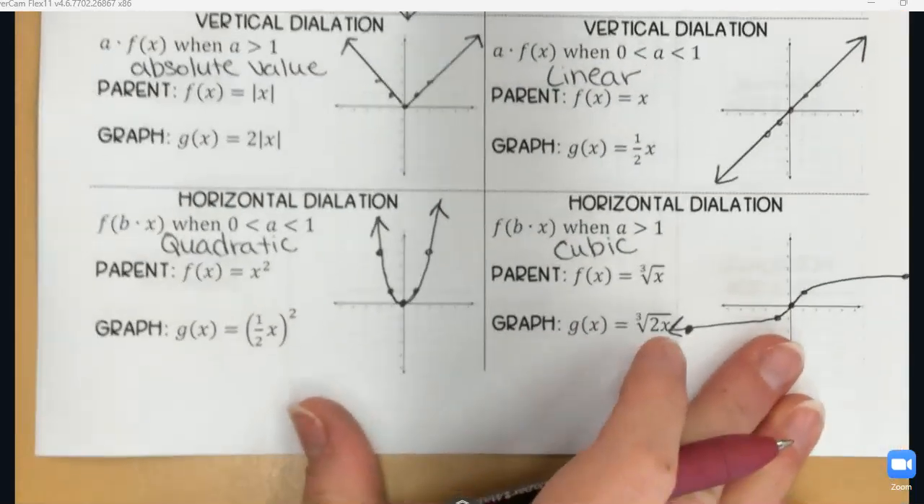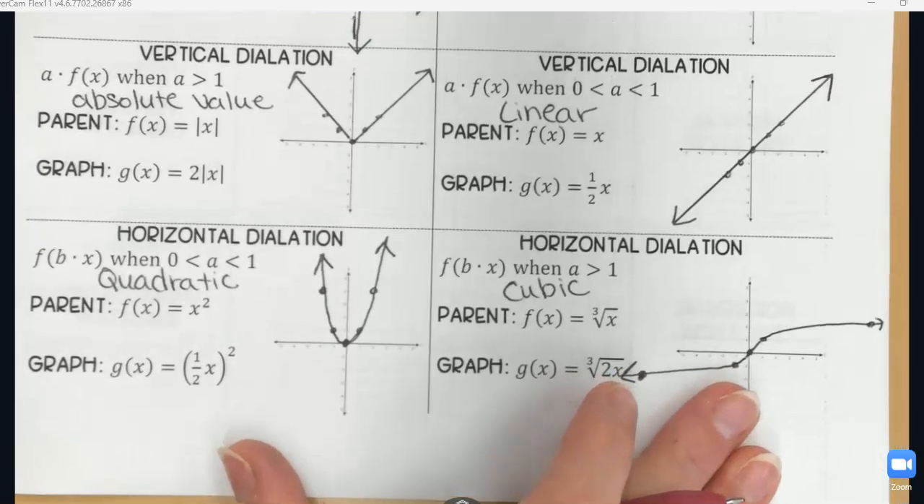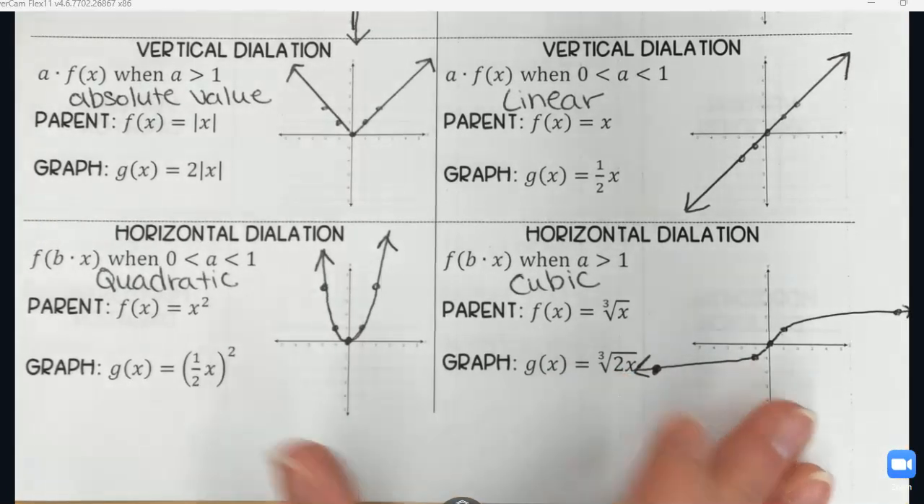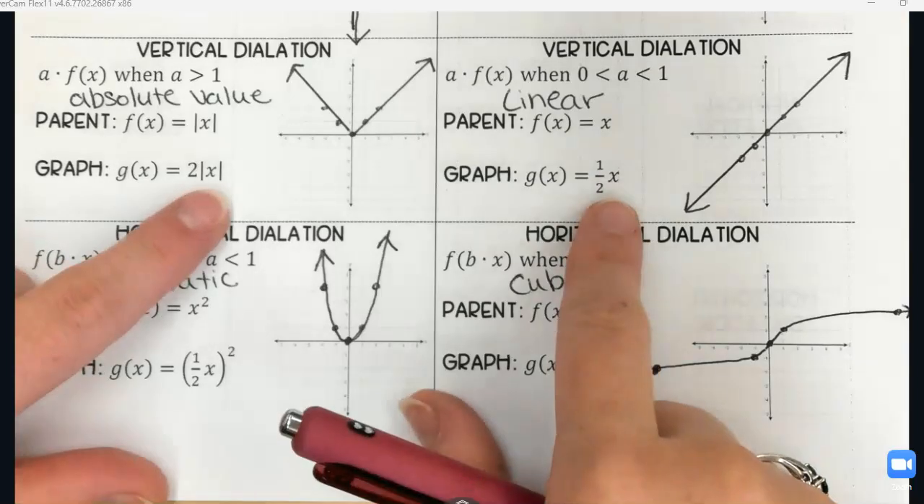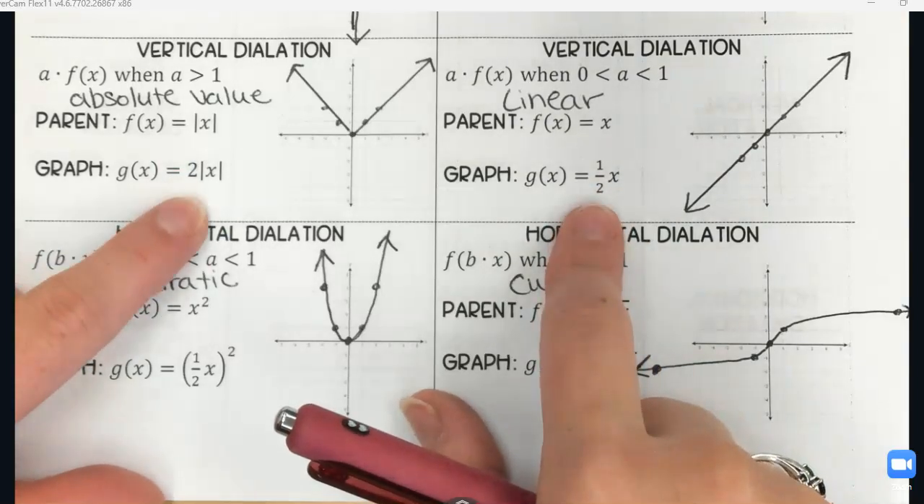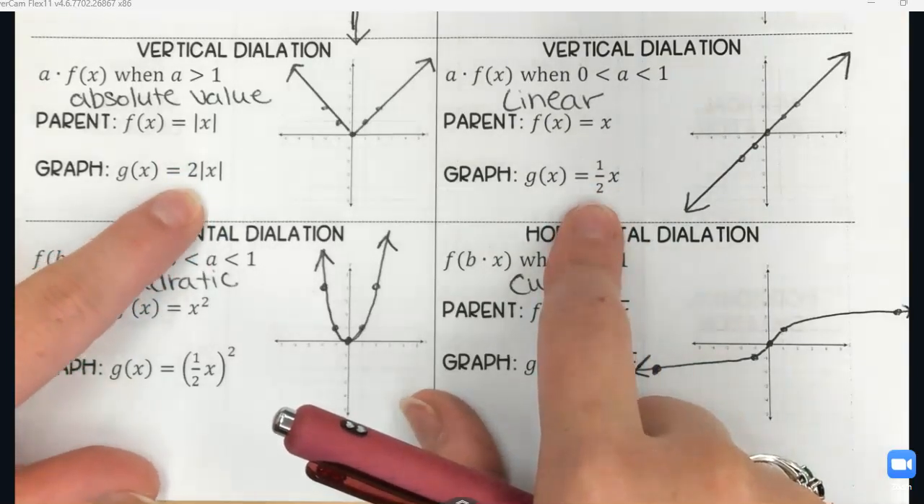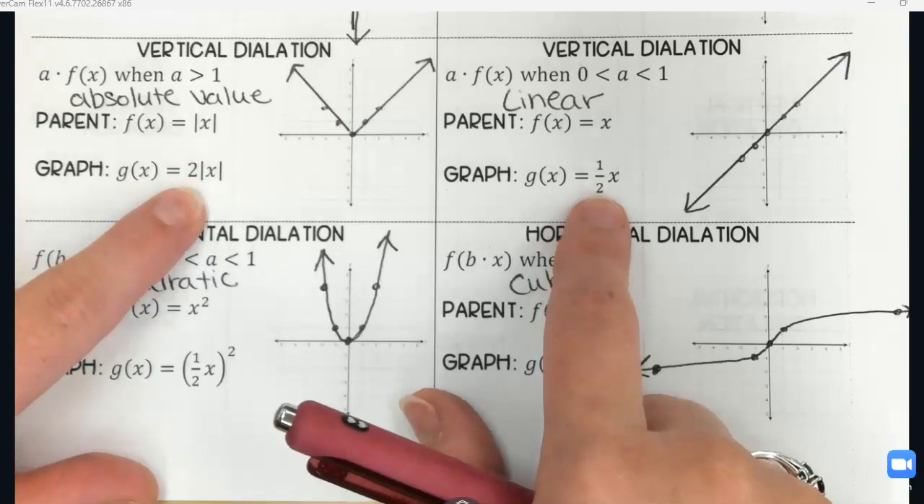Okay, the last type of transformation we're going to look at today are dilations. So we can dilate vertically, where we change our y-coordinate, and we can also dilate horizontally, where we change our x-coordinate. If you're multiplying outside, that's going to be a vertical dilation, and you are going to multiply your y-coordinate by whatever that multiplier is.